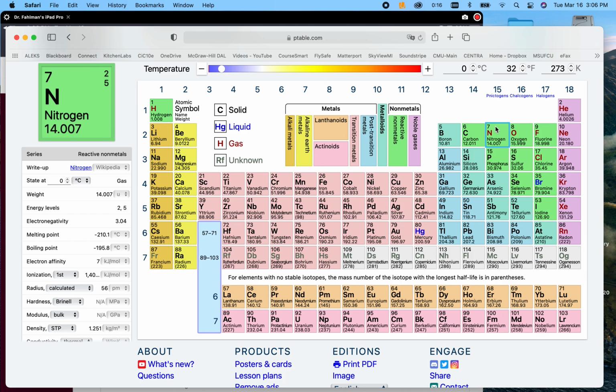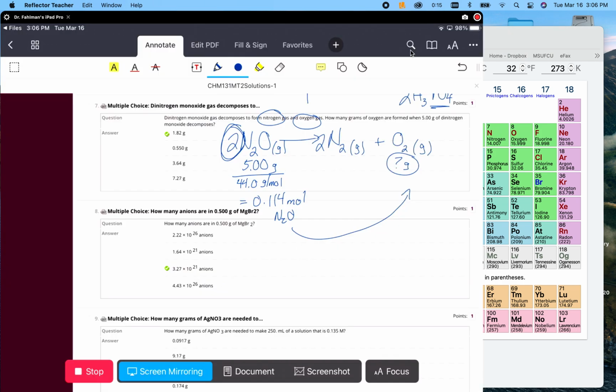Okay, so 5 divided by 44 gives you 0.114 moles of N2O. Okay, so now we want to know moles of oxygen. Whoops, you can't see any of that, sorry. So we had the molar mass there, and I just did 5 divided by 44, and that gave you moles of nitrous oxide. And so now you want to convert to moles of oxygen.